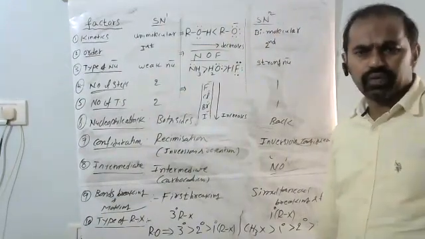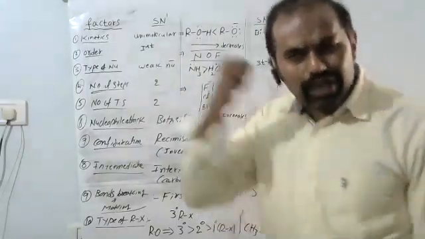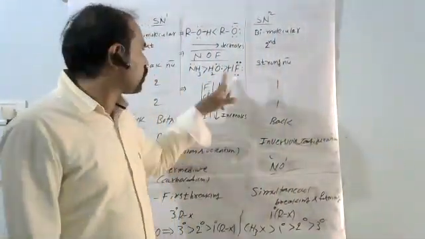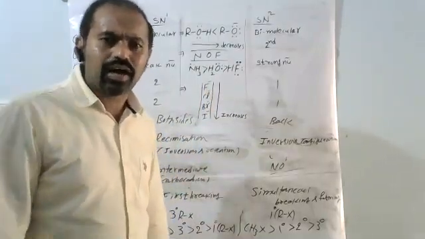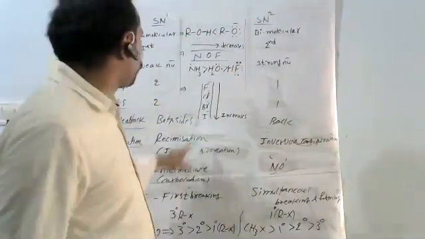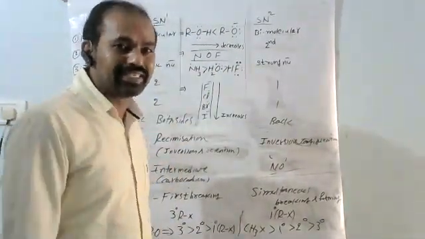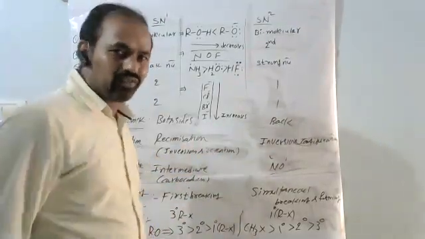I minus, very good. I minus is the stronger nucleophile. All are nucleophiles. Why? Because they have negative charge. F minus, Cl minus, Br minus, I minus. Out of these, the strongest nucleophile is the last one. Down the group, nucleophile strength increases. So we can say the last one is the strongest nucleophile.